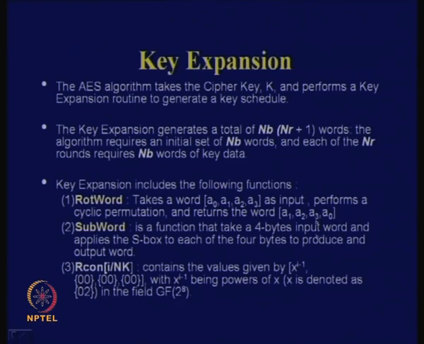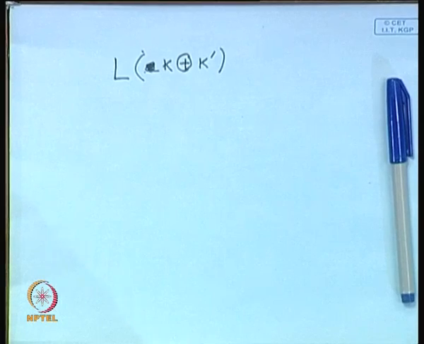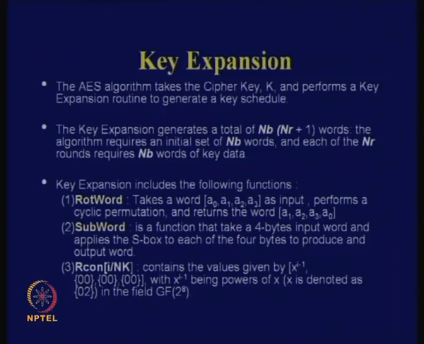So this is a definition: the AES algorithm takes the cipher key, or the input key, and performs a key expansion. This routine is supposed to generate a key schedule. It generates the first round key, the second round key, the second round key generates the third round key, and so on. There is a recursive construction, because a recursive construction is easily amenable to implementation. You generate the first round key, from there the second round key, from the second round key the third round key, and so on.